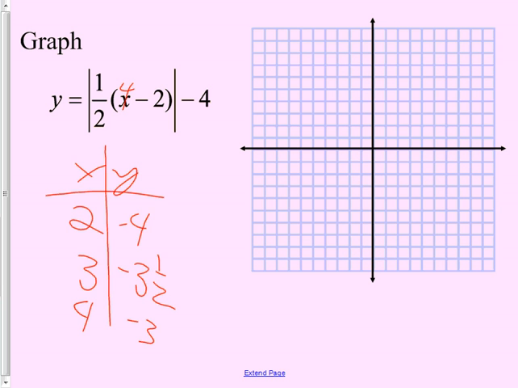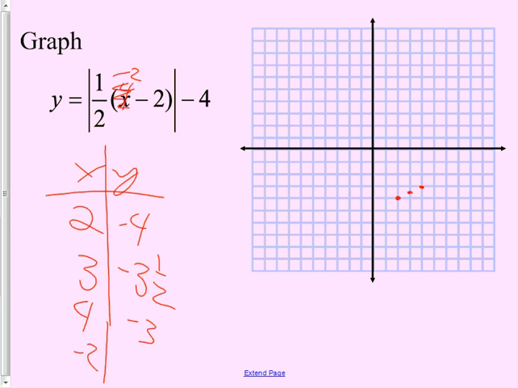2, negative 4, along with 3, negative 3.5, along with 4, negative 3. All right, this is supposed to be a V shape. Maybe I should do one more point. Maybe I should do negative 1. Or maybe even nicer, negative 2.